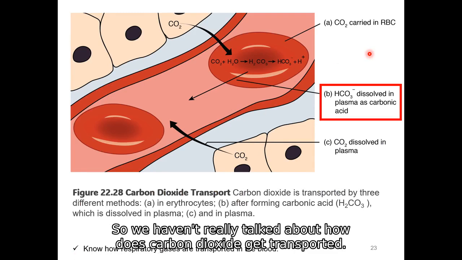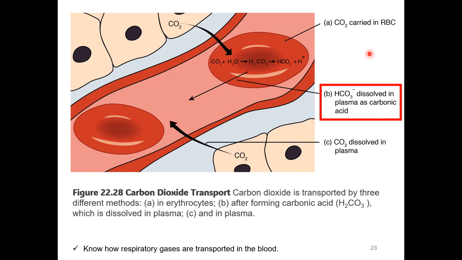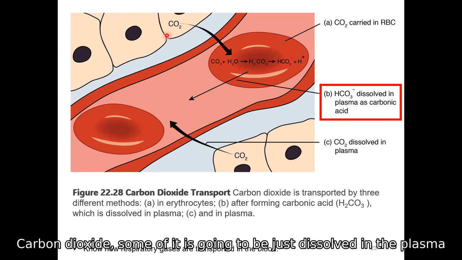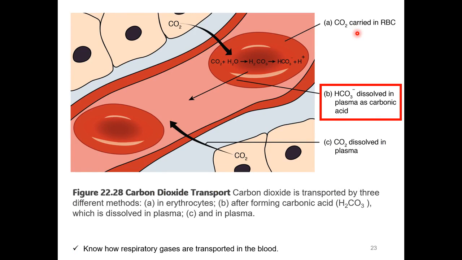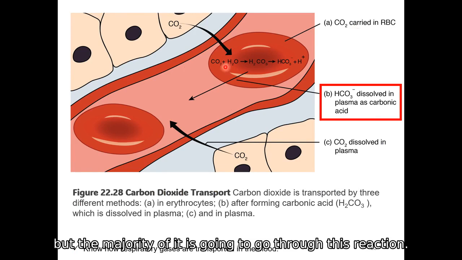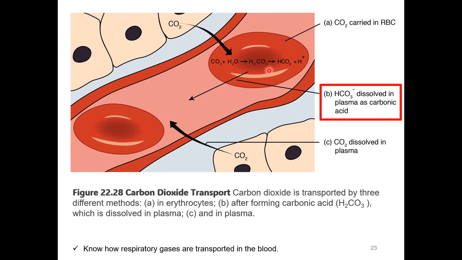So we haven't really talked about how does carbon dioxide get transported. Carbon dioxide, some of it is going to be just dissolved in the plasma, and not very much of it, like roughly 7%. Some of it can be attached to the proteins, so the protein part of hemoglobin, carbaminohemoglobin is what it's called, but the majority of it is going to go through this reaction.